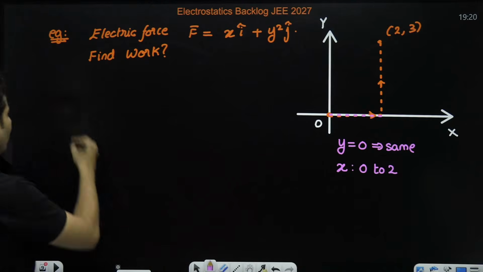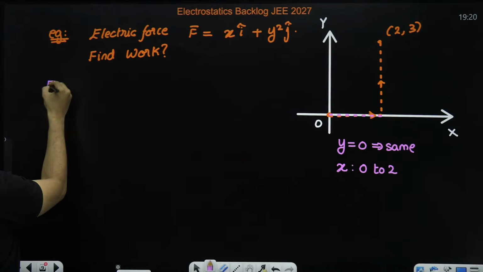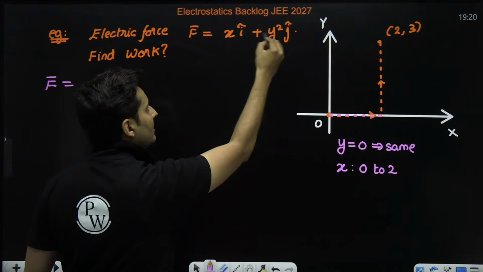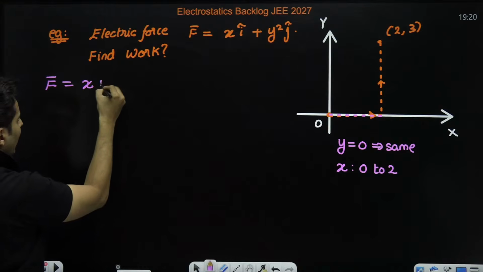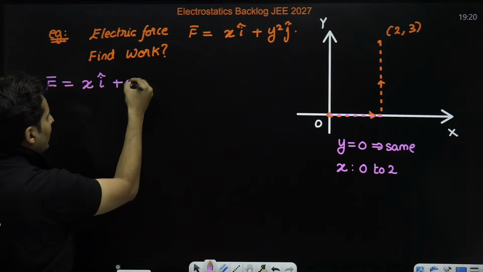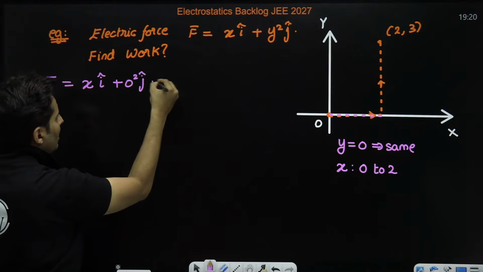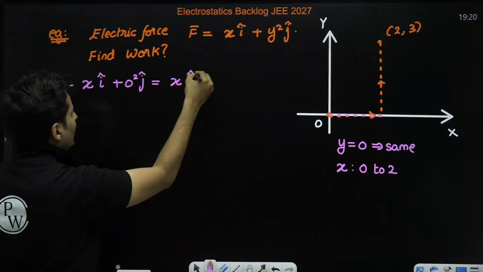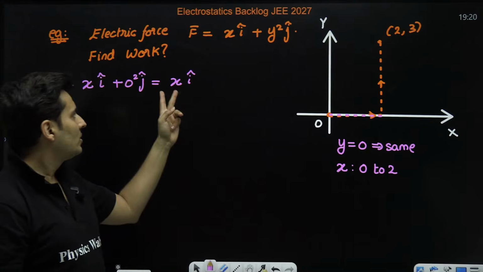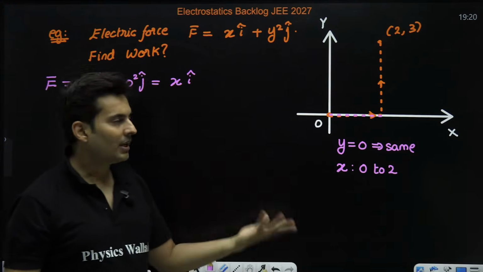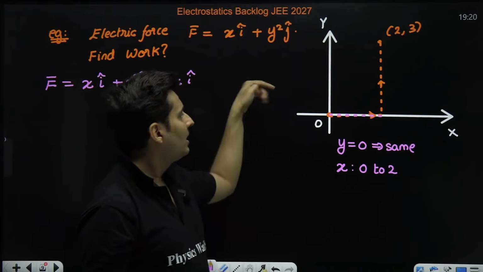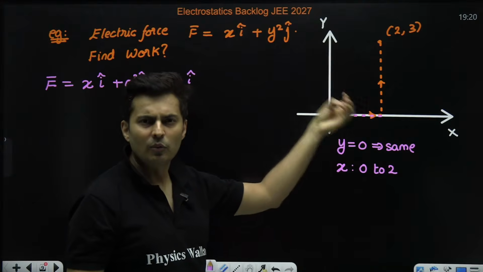So my force in that particular region, because my y coordinate is 0, will be simply x i cap, and there will be no y square only over here, or it will be 0 square j cap. It's as good as saying it's just x i cap. So you don't have to worry about j cap at all. You just have to worry about x i cap. Okay, great. Now the force is along the x-axis. As you can see, i cap is there, and I'm moving also along the x-axis, so work might be done.